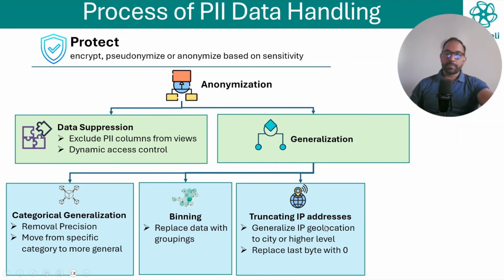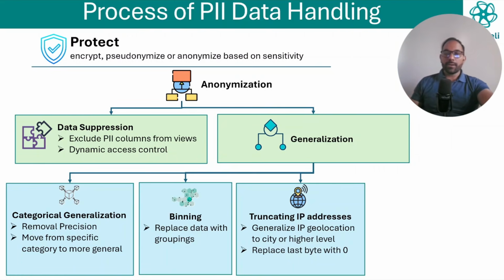This is very specific to IP addresses. Normally, if we have a complete IP address, it is still possible to know which computer or which device is using it. So that becomes PII data, indirect PII data. But if we want to generalize that, what we do is remove the exact pinpointing information and keep the higher-level information. So simply, we have multiple bytes in the data.